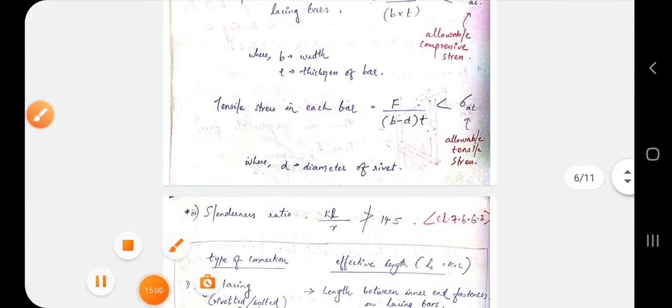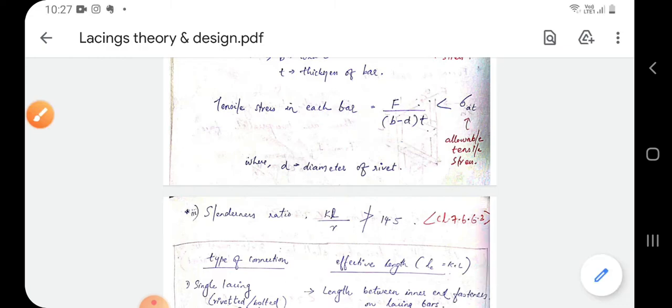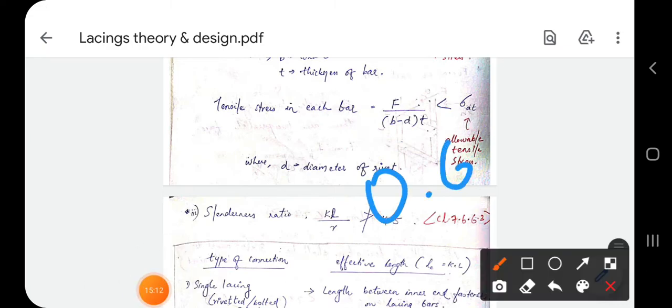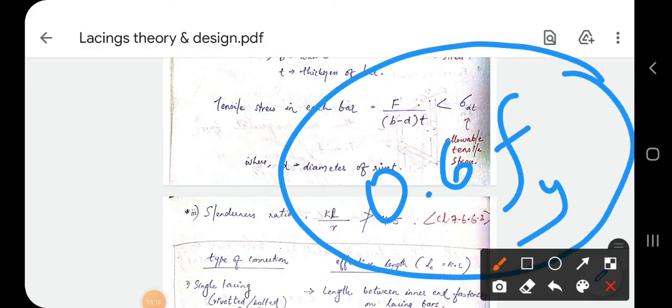And similarly for tensile stress in each bar, F by B minus D into T, it should be less than the allowable tensile stress. The value of allowable tensile stress is 0.6 times Fy. This also we can find from IS 800.